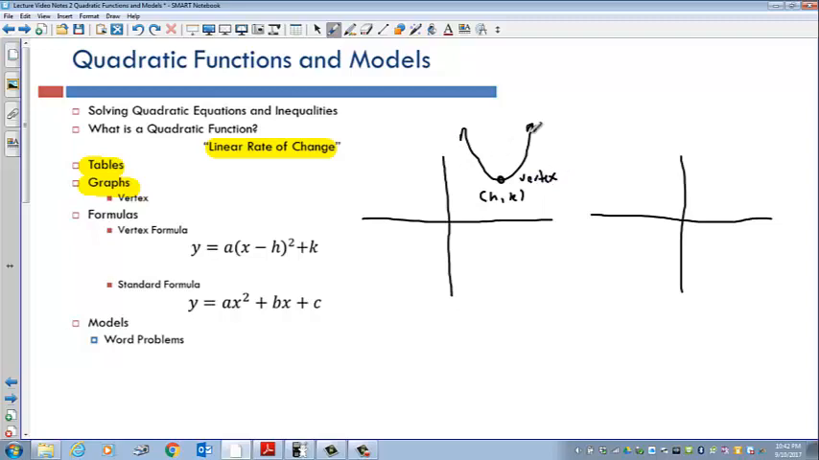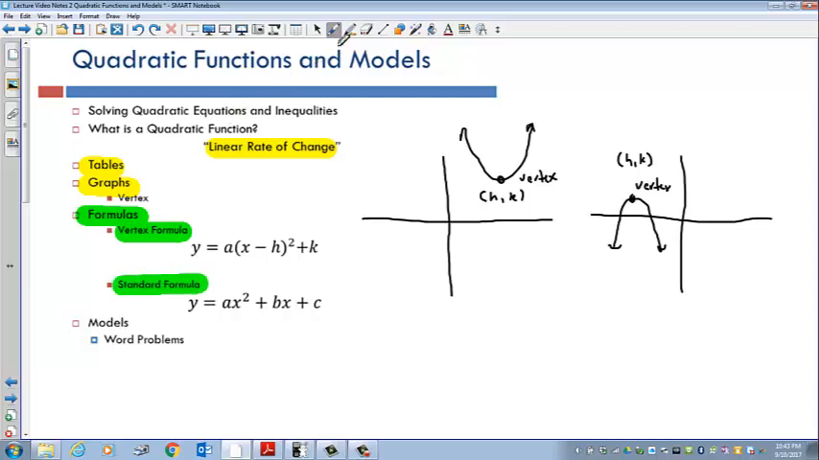But besides opening up, you could also open down. So you could also open down. Let's put it over here for fun. And here's the vertex right here, and still we label it h comma k. And there are also two types of formulas for quadratic functions. You can use what's called the vertex form, or we can use the standard form.